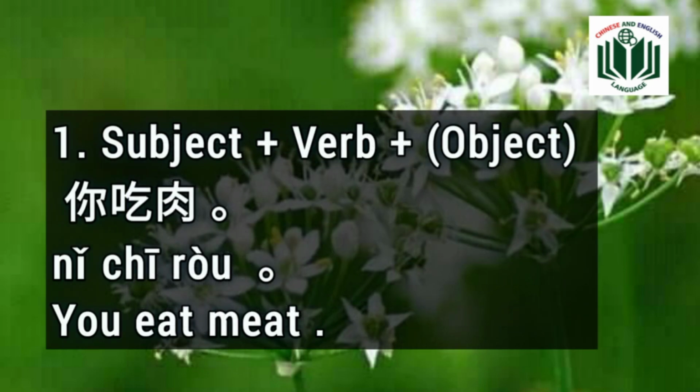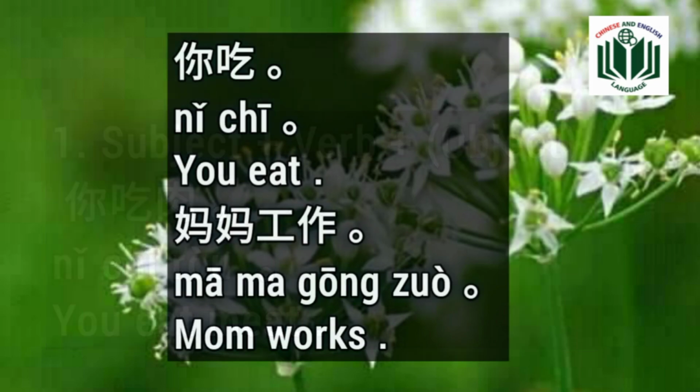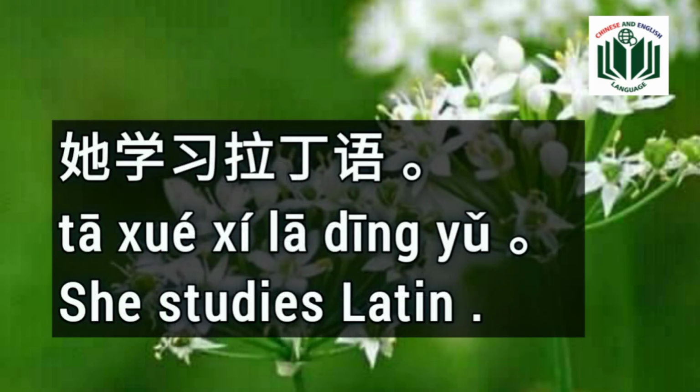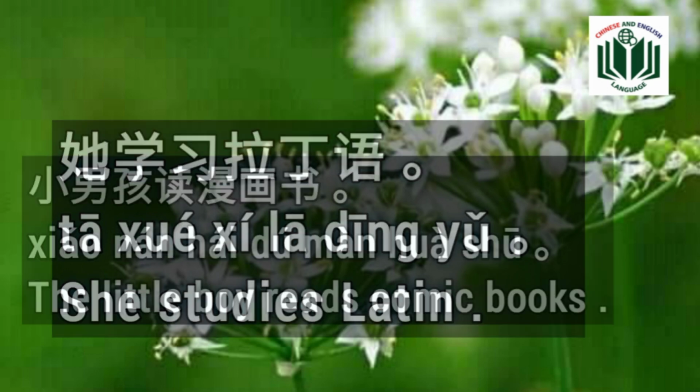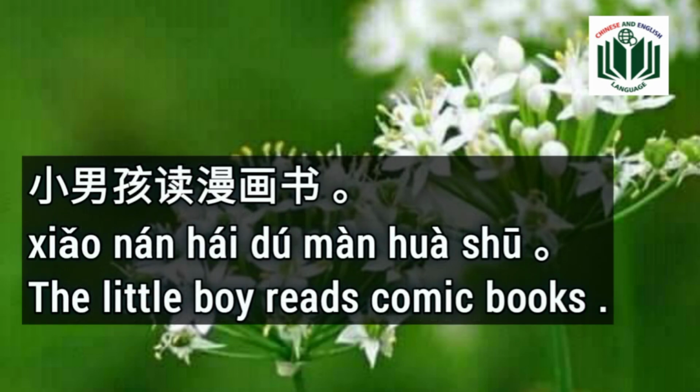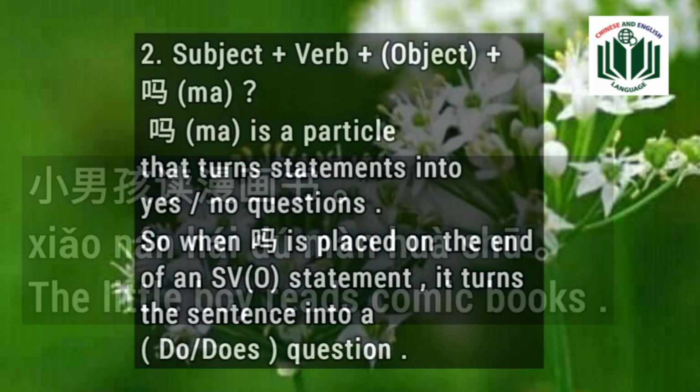1. Subject plus verb plus object. 你吃肉 You eat meat. 你吃 You eat. 妈妈工作 Mom works. 她学习拉丁语 She studies Latin. 小男孩读漫画书 The little boy reads comic books.